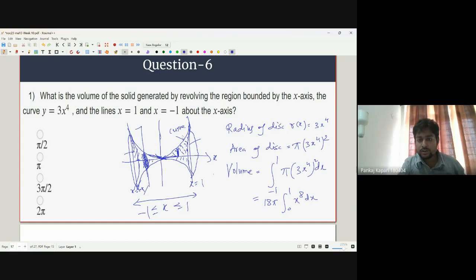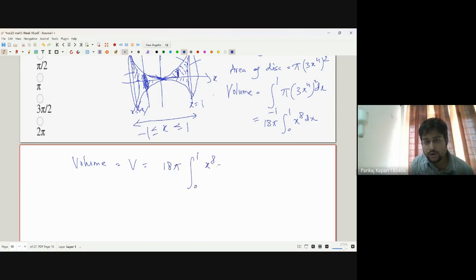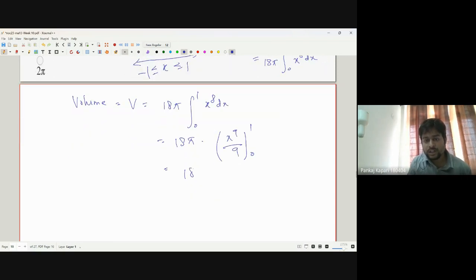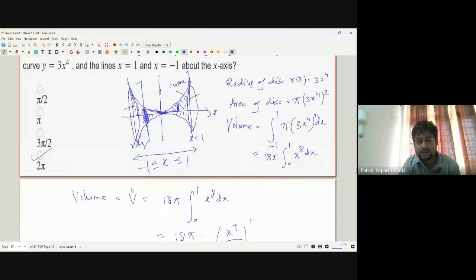Now this volume is not difficult to find. So what is the volume? V is 18 pi integral from 0 to 1 of x to the power 8 dx. So 18 pi times, the integral will be x to the power 9 by 9, and you have to put upper and lower limits. That will give you 18 pi into 1 by 9. So you get 2 pi. Okay, so the last option is correct. So this was the easier problem.